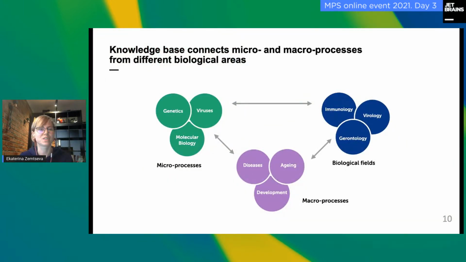It is very important to note that the structure allows us to connect processes from different biological areas. I mean that microprocesses, things happening at the cellular level, may connect with macroprocesses, phenotypic changes, and also connect with other biological areas. This information is presented across all biological data.